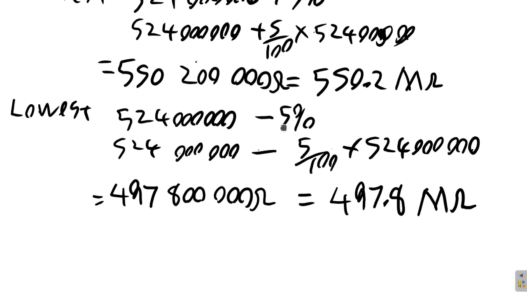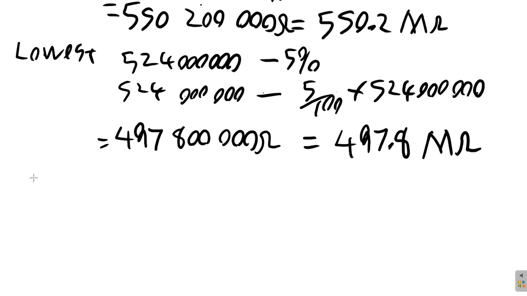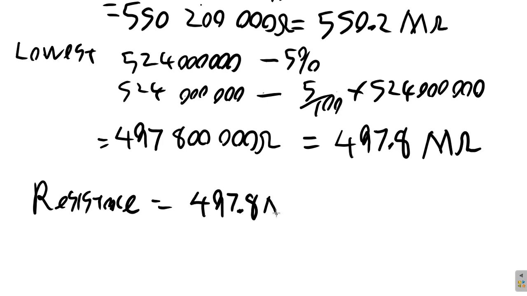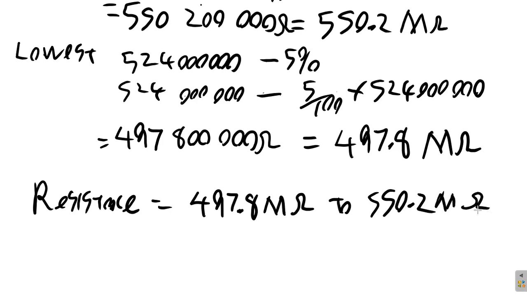So the value of the resistor, the resistance, is equal to 497.8 mega ohm to 550.2 mega ohm. The range of that resistor is somewhere between 497.8 mega ohm and 550.2 mega ohm.